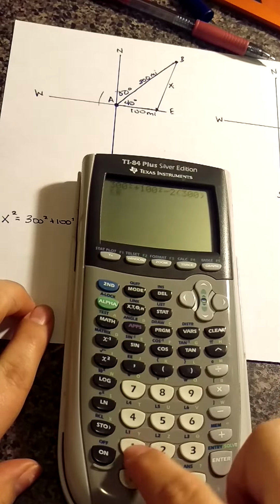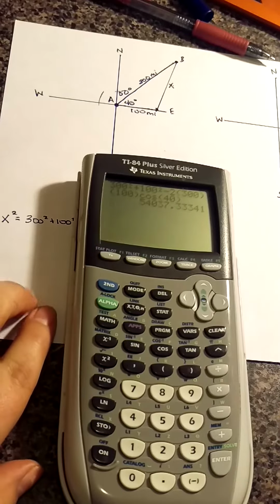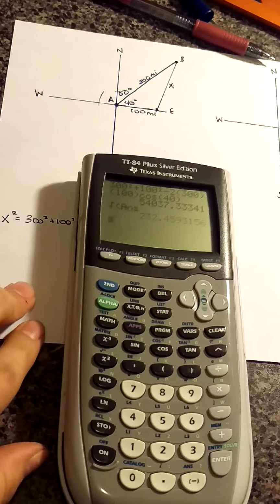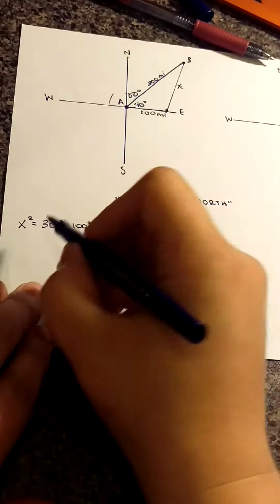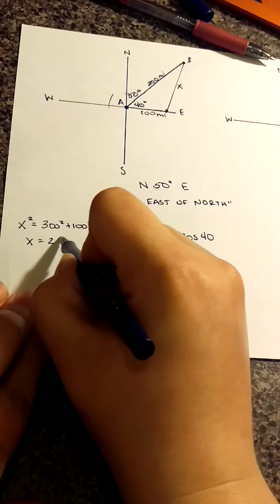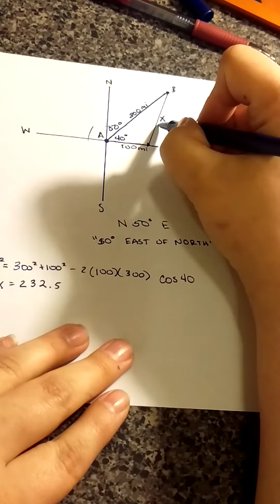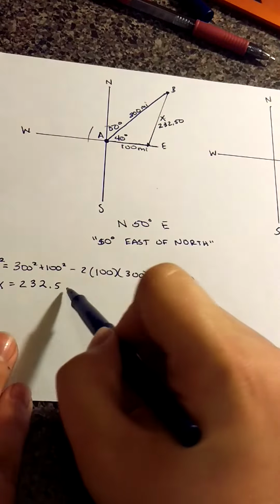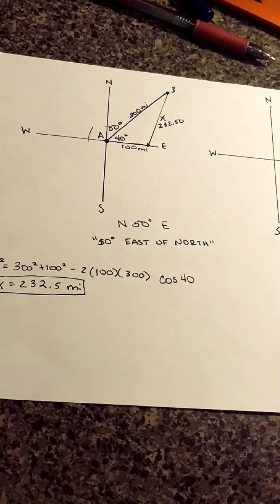40, there we go. Okay, so that's going to be x squared, and then we just square root that number to get x, 232.5 after I round. And so I'm going to go ahead and draw that into my triangle. And that would be the units, the answer to part A. That one was the simple one.